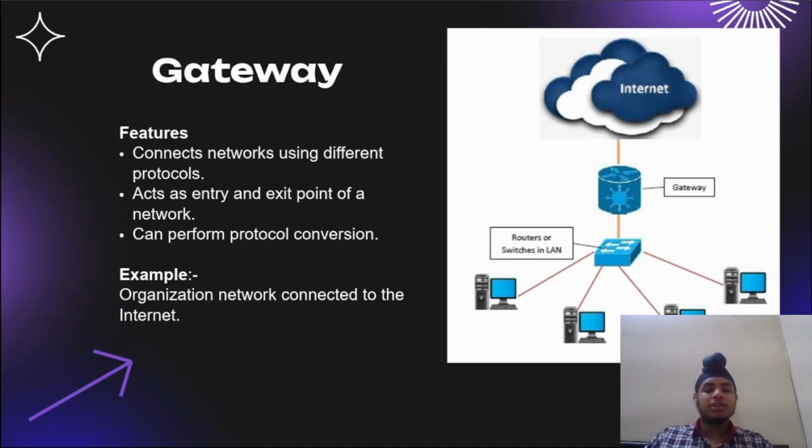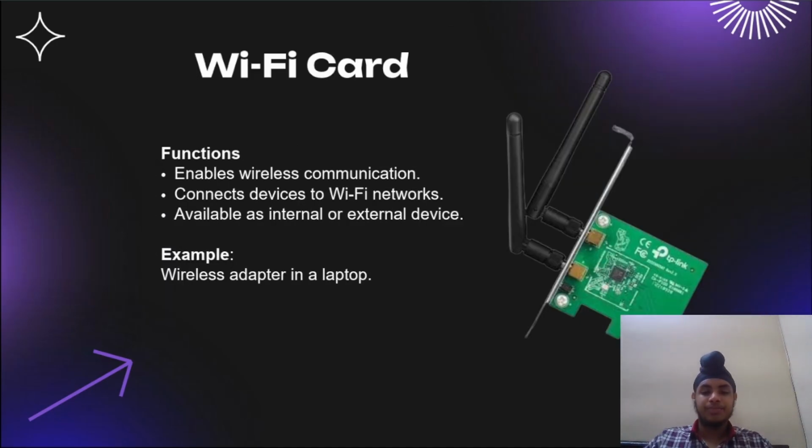Next comes the Wi-Fi card. Wi-Fi card does the exact same job as the Ethernet card we discussed earlier. The only difference is that instead of needing a physical cable to plug in, it contains a microscopic radio antenna to allow wireless communication with home router or mobile hotspot. Example, wireless adapter in a laptop.